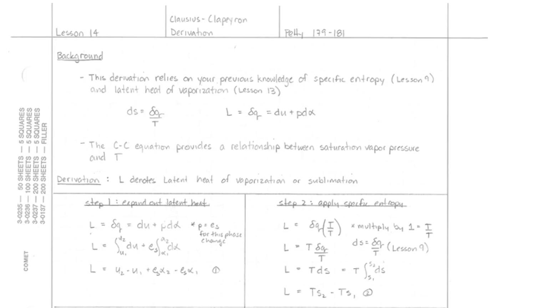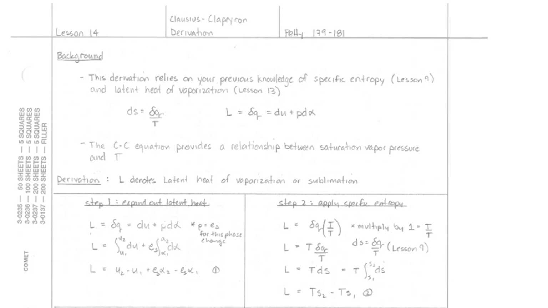Hello, this is going to be a quick derivation of the Clausius-Clapeyron equation that we use to determine saturation vapor pressure given a temperature, or we can use it to determine the vapor pressure given the dew point temperature. So a little bit of background.